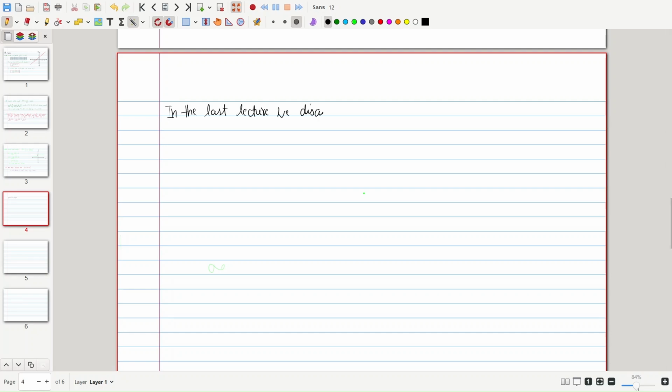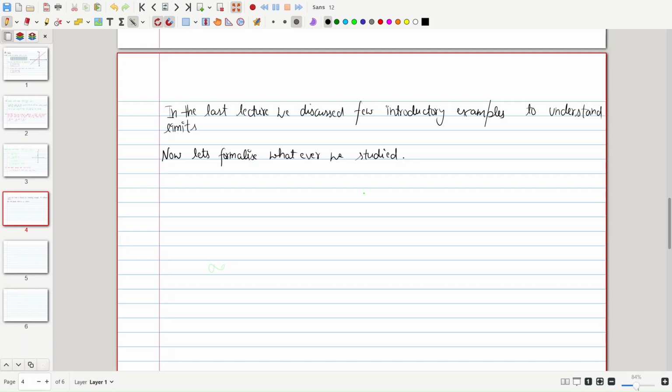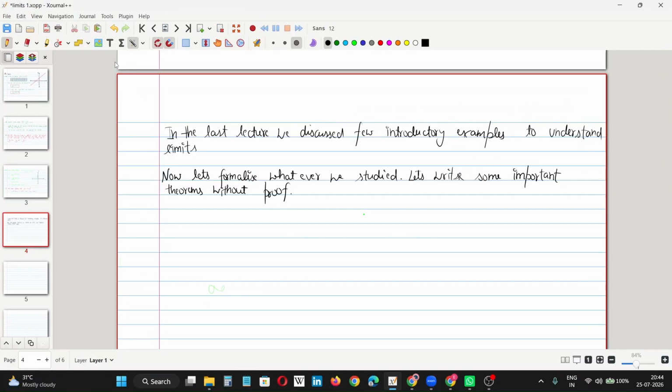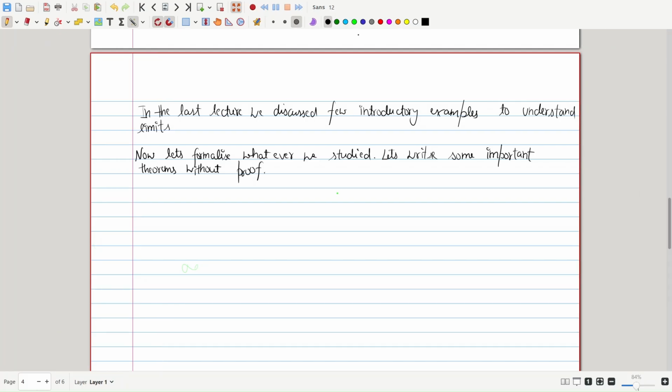If you do not understand everything in this lecture, don't panic. We'll go through all these things in detail in the coming classes. As you saw in the last lecture, we discussed a few introductory examples to understand limits. Now let's formalize whatever we studied in a more formal way, which we call theorems. I will tell you some theorems, in this case without proofs. The proofs are very trivial and you can find them on the internet, so let's just skip them for now.